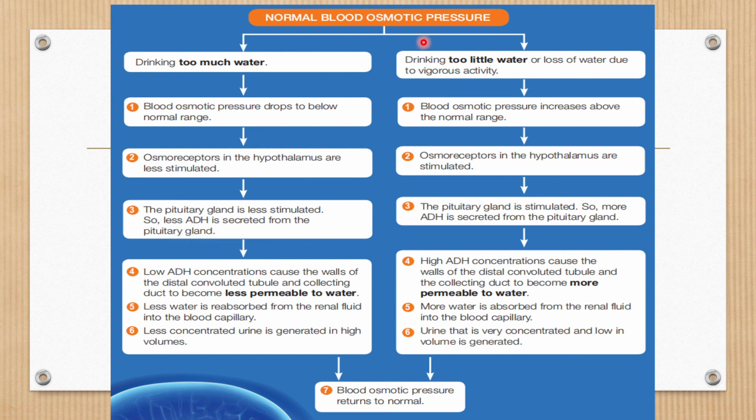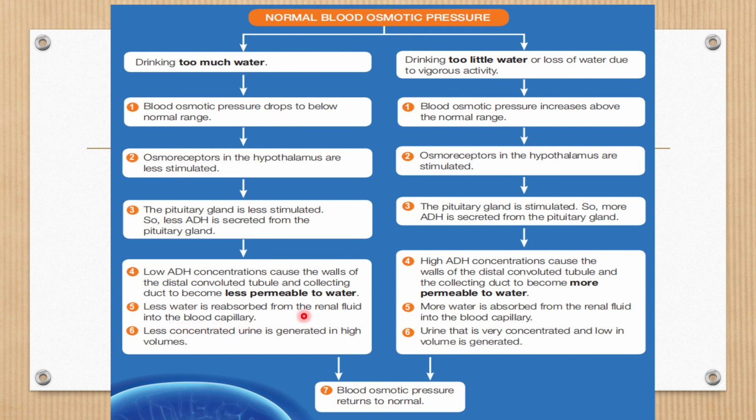So this regulation of the blood osmotic pressure is closely related to our endocrine system, because hormones are involved. And what hormone is that? That is the ADH, antidiuretic hormone, which is secreted by the pituitary gland. So low ADH concentrations will cause the walls of the distal convoluted tubule and the collecting duct to become less permeable to water. So in other words, there will be less water being reabsorbed from the renal fluid into the blood capillary.